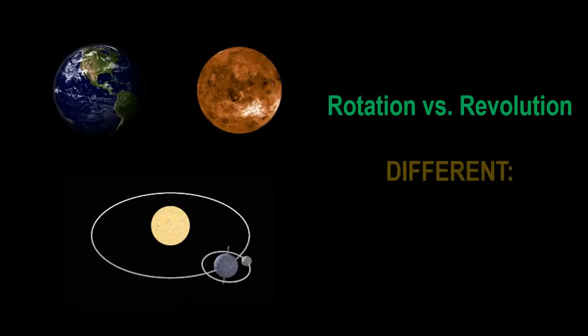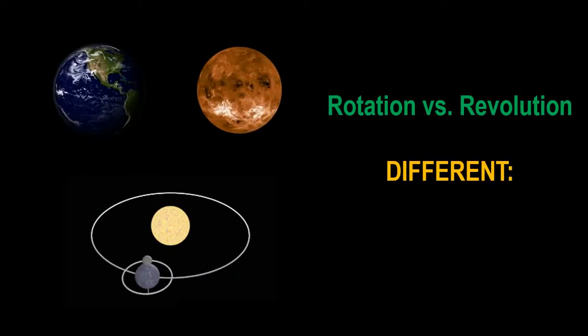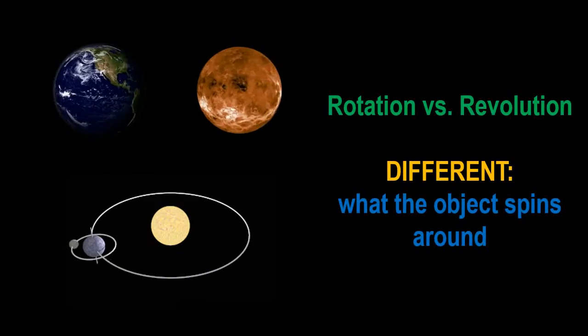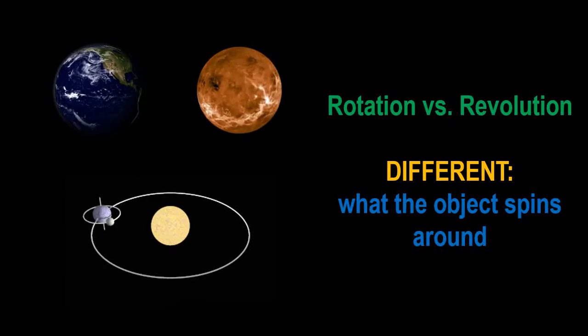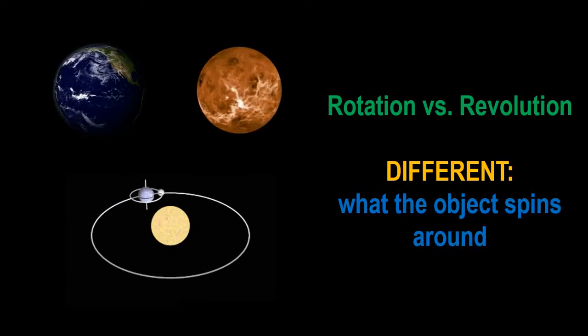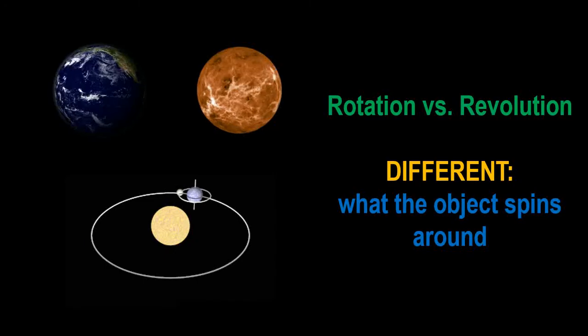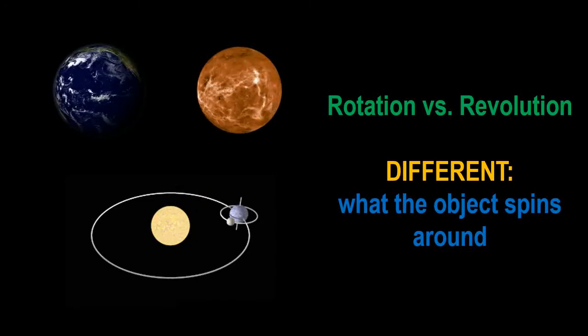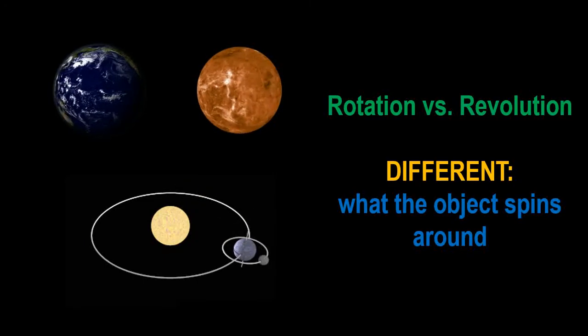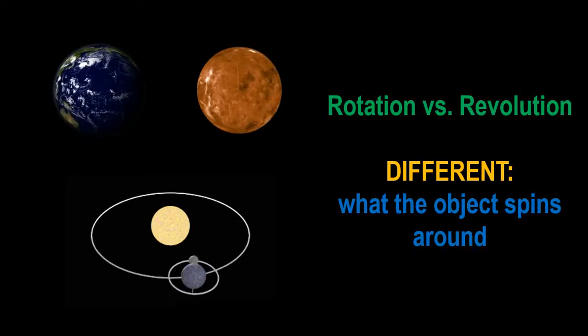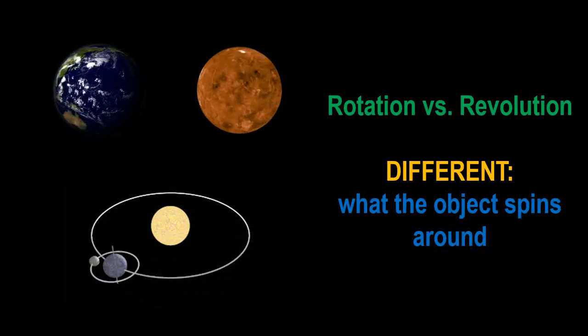So then what makes these words different is what the object spins around. So at the top, again, you have Earth and Venus. They're spinning on their own axis. But at the bottom, the Earth and the moon are spinning around another object in space.